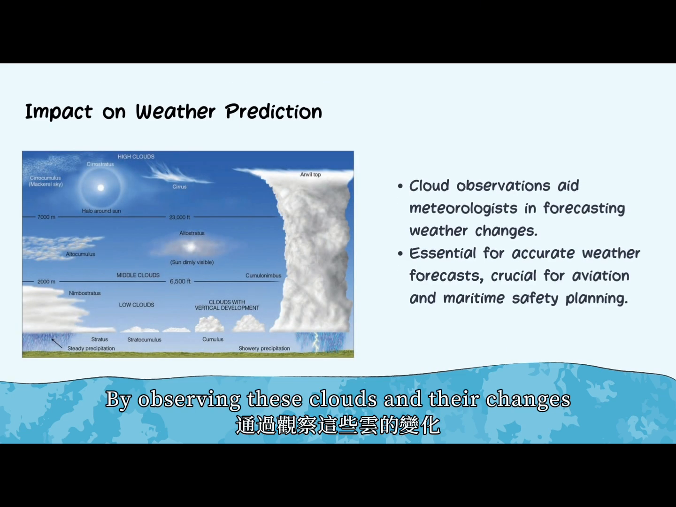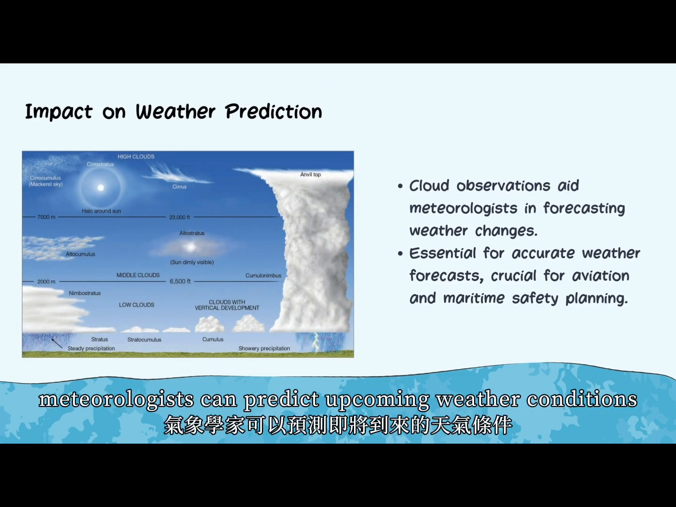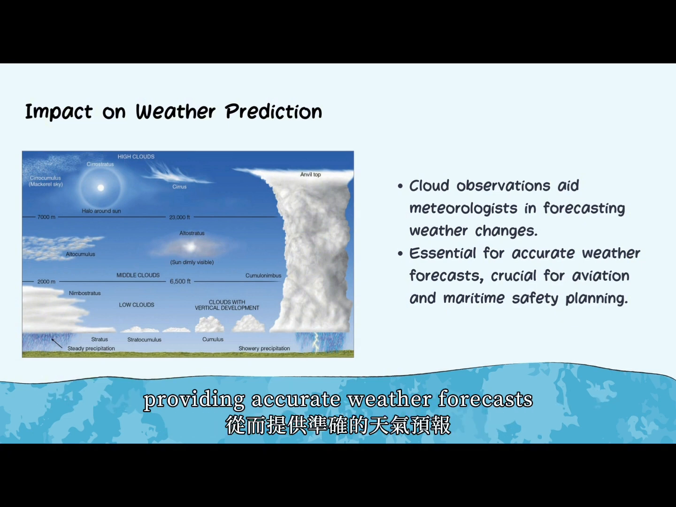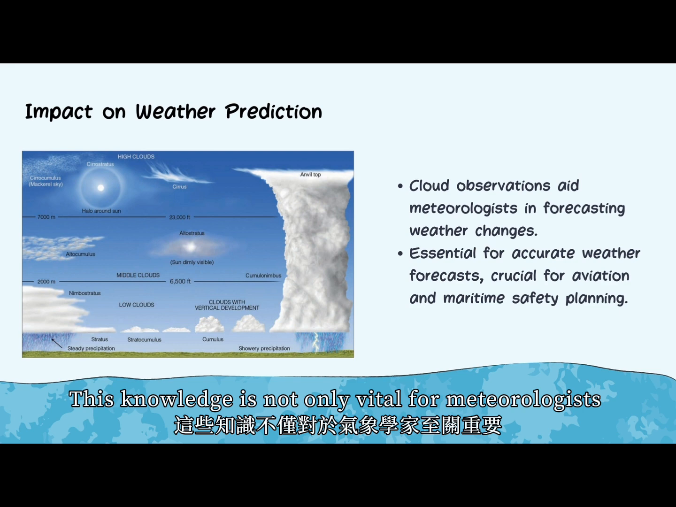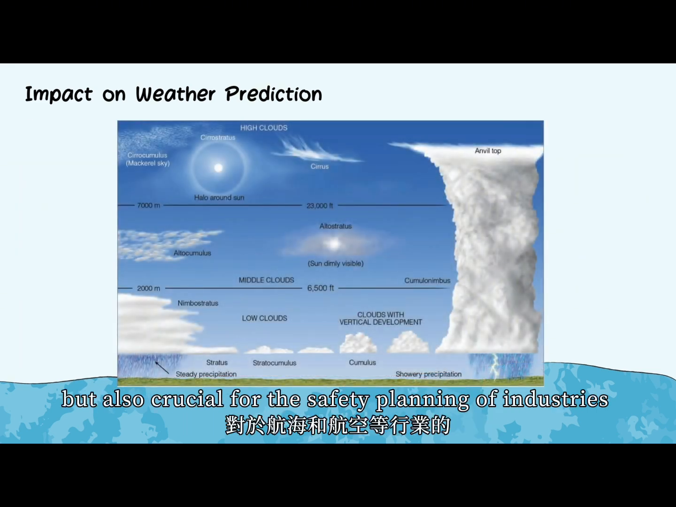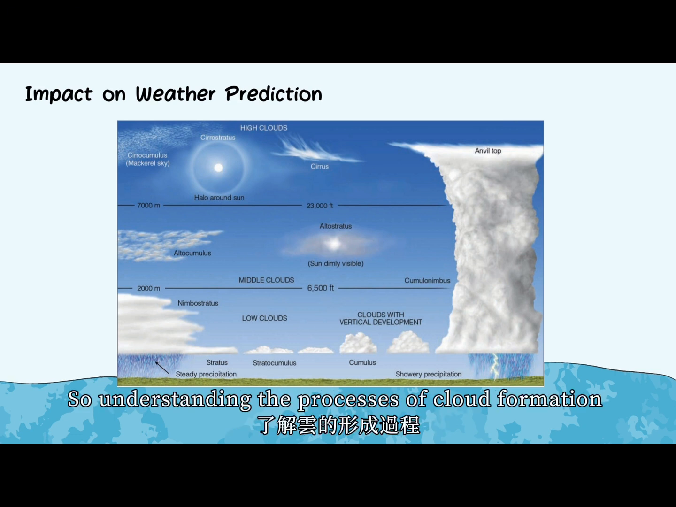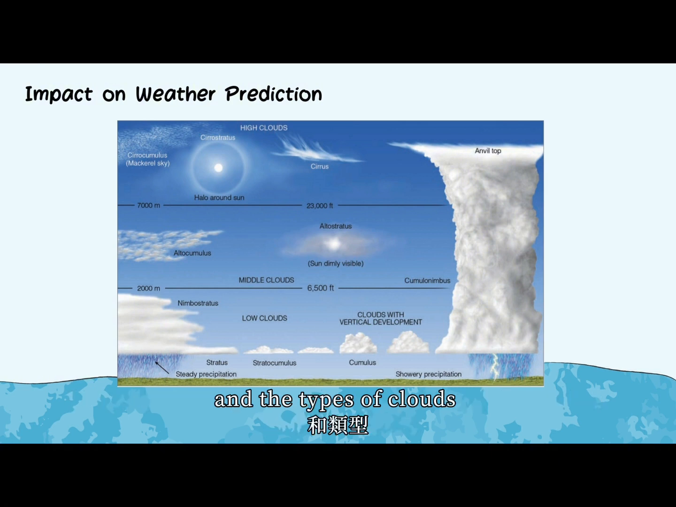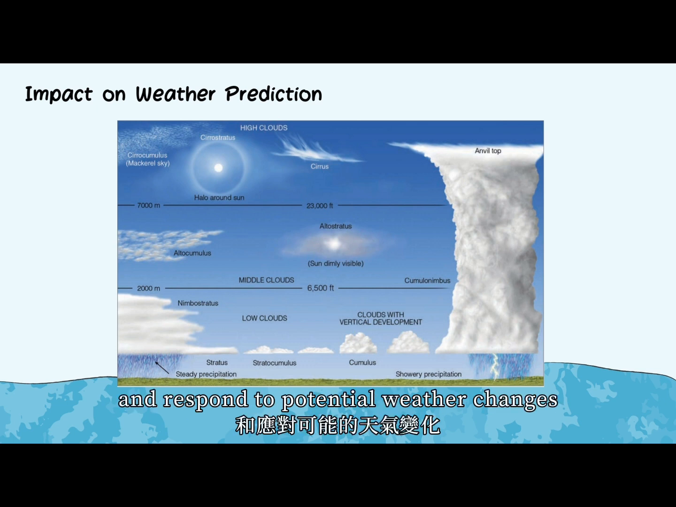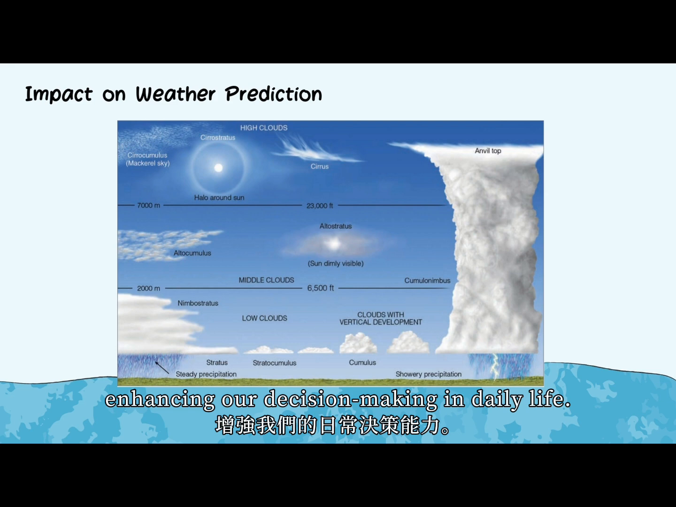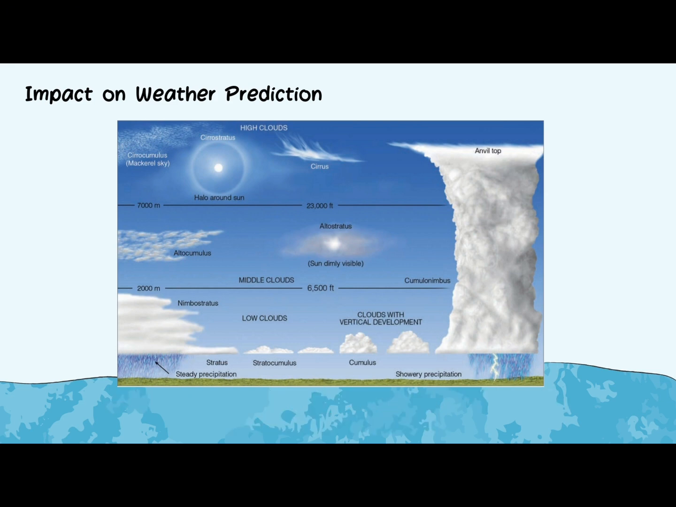By observing these clouds and their changes, meteorologists can predict upcoming weather conditions, providing accurate weather forecasts. This knowledge is not only vital for meteorologists, but also crucial for the safety planning of industries like aviation and maritime. So, understanding the process of cloud formation and the types of clouds helps us better prepare and respond to potential weather changes, enhancing our decision making in daily life.